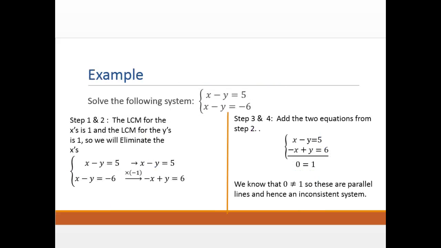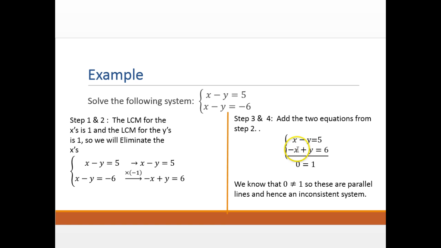Let's look at an example. I have x minus y equals 5 and x minus y equals negative 6. The least common multiple here is 1. Least common multiple here is 1. So I'm going to eliminate the y's. I'm going to leave this top one alone. I'm going to multiply the bottom one by negative 1. We get negative x plus y is 6.